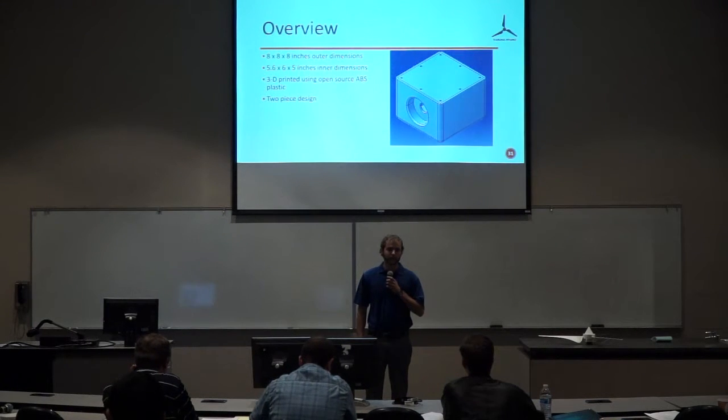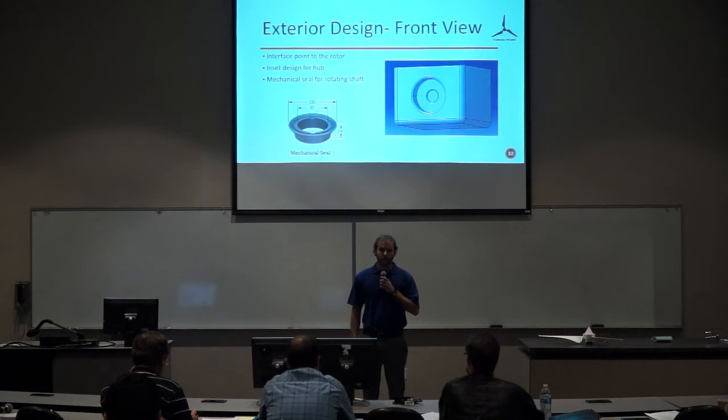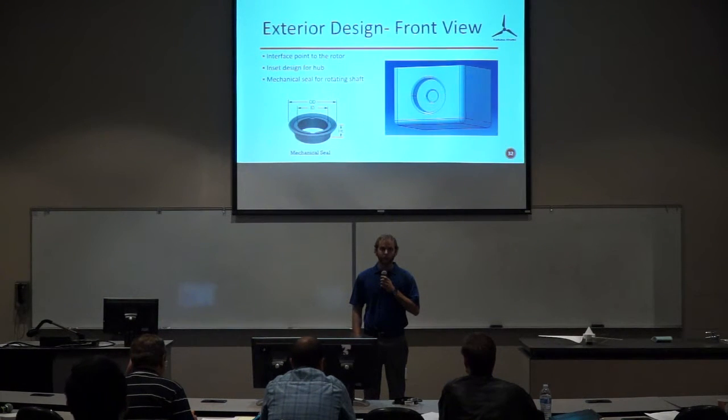The overview of the nacelle is that it is 8 inches cubed of outer dimensions, 5.6 by 6 by 5 inches inner usable dimensions. It's a 3D printed part using open source ABS plastic, and it's a 2-piece design. The face of the nacelle is going to be the interface point between the rotor and the nacelle. It's going to have an inset design for the hub to protect the low-speed shaft from the environment around it.